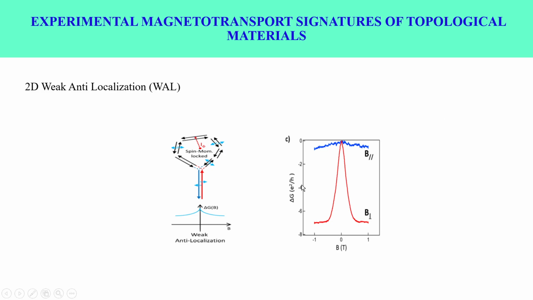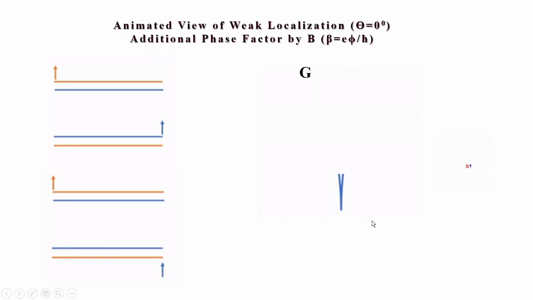In the case of the parallel magnetic field, it does not change the direction of the electrons. So that's why this shows purely classical behavior and shows a parabolic behavior. But in the case of the perpendicular magnetic field, it aligns the spins in its direction, due to which the spin effect appears, and this is the weak antilocalization signature.